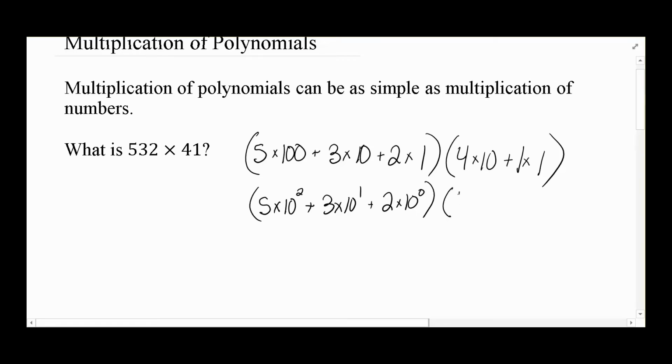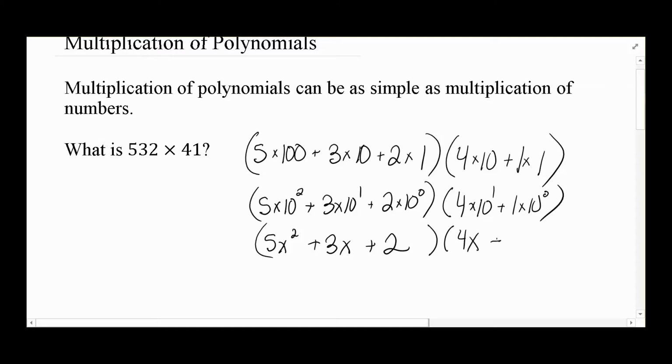And so the same thing can be thought of over here as 4 times 10 to the first and 1 times 10 to the 0. Now again, I know this is a really weird way to write this, way too complicated, but there's a reason I'm doing this. I'm trying to make the connection between what we've done previously with numbers and what's going on with polynomials. Because the way I have this written right now, this looks an awful lot like 5x squared plus 3x plus 2, and this guy looks a lot like 4x plus 1. And so that would be a polynomial multiplication.